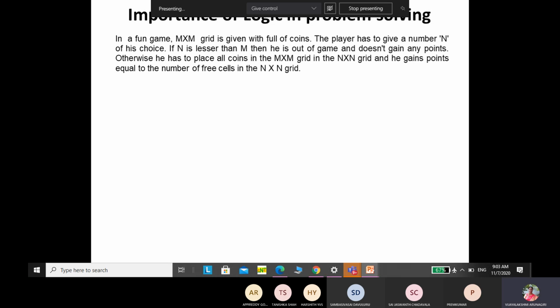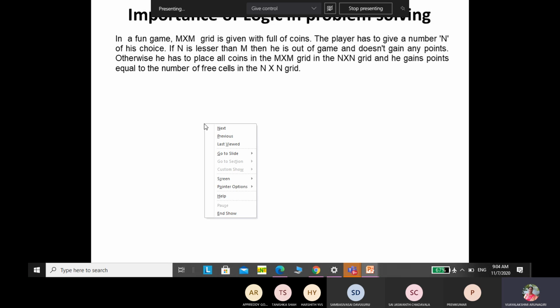Okay, for solving this type of problem you can use a paper and pen. In the paper just draw an m cross m grid. It's a fixed m cross m grid full of coins. Next, the player has to give n, that is a choice of n. If n is less than m, then he's out of the game. So the n value we have to give should be greater.